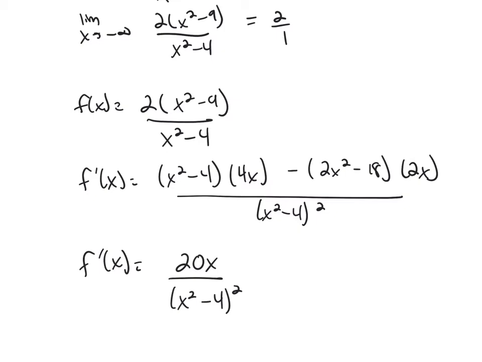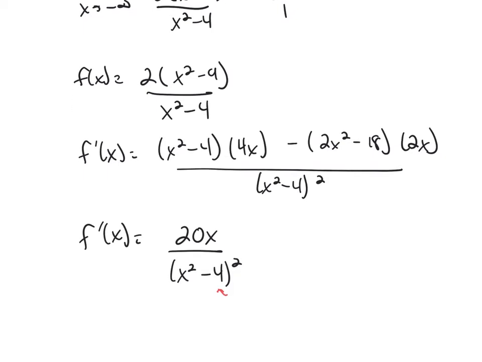So if I look for where this is undefined, it's undefined when x equals 2 or negative 2, but my function is undefined there, so I don't get any critical numbers except for when it is equal to 0. Well, that's when 20x equals 0 and x equals 0. So this is my only critical number.